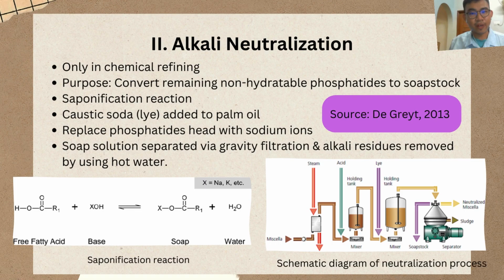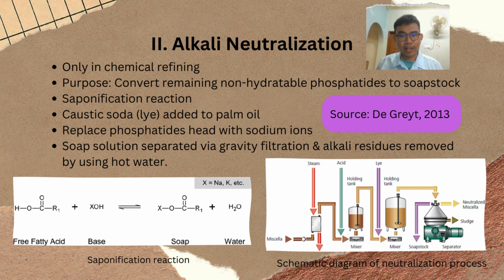For the chemical refining process, alkali neutralization is required after the initial degumming process in order to convert the remaining phosphatides found in crude palm oil to soap stock through a saponification reaction. Caustic soda such as lye is added to palm oil and allows the phosphatide heads to be replaced with sodium ion, decreasing its solubility in oil by formation of the soap stock for easy removal.